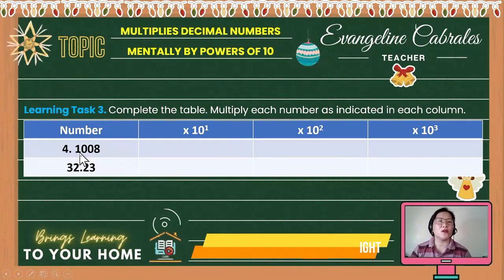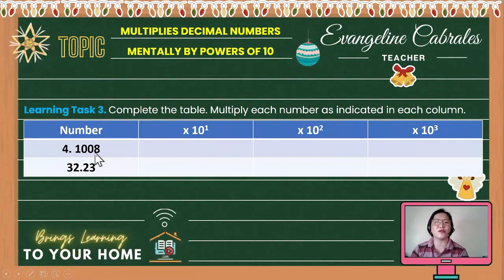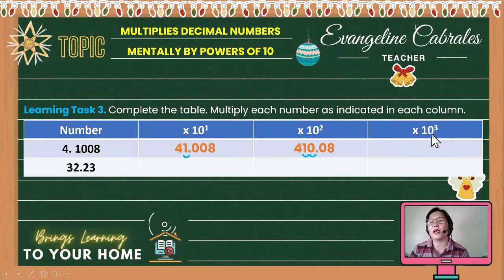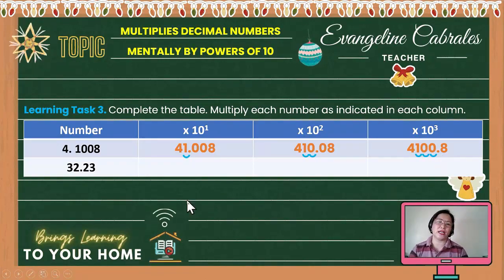So, 4 and 1,000, 8, 10,000 multiplied by 10 to the power of 1 is 41 and 8,000. Then, this multiplied by 10 to the power of 2 is 410 and 8 hundredths. And this number multiplied by 10 to the power of 3 is 4,108 tenths. Paano nangyari yon?